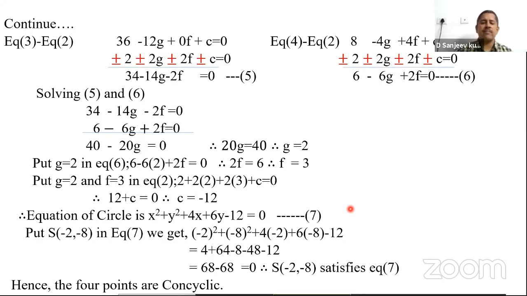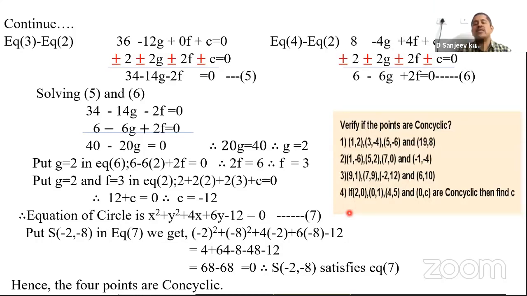So here you see that (-2, -8) is satisfying, so for that reason you are saying it is concyclic. If for the fourth point you did not get the answer as equal to 0, it means that the fourth point is not satisfying the equation, so you can say the 4 points are not concyclic. Okay. So if you understood this problem, just practice this.